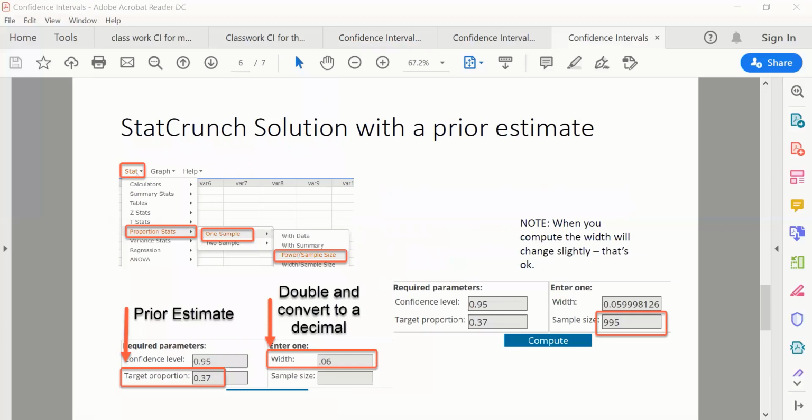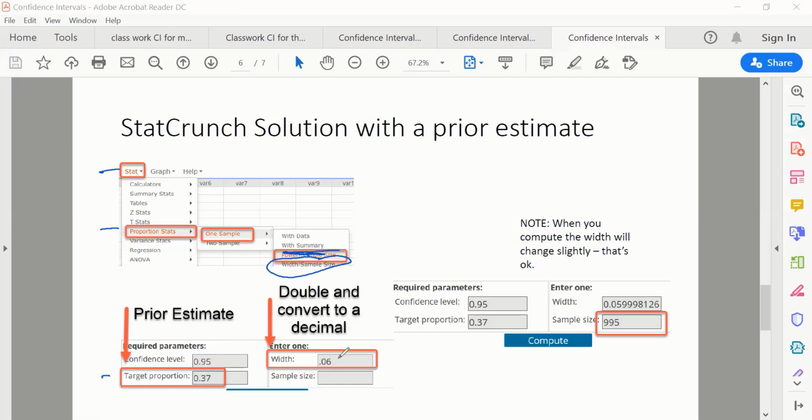So again, you're going to do stat and proportion. It's the same for both of these. One sample, and choose not this one, with sample size. I don't know why I circled the wrong one. With sample size. And you're given 4 things again. You're given the confidence level. And now when you're given the target proportion, there's no ask for the standard deviation, just a target proportion. And that target proportion is your prior estimate. Okay, so that's the important one to remember. Target proportion is the prior estimate, which in this case was 0.37.